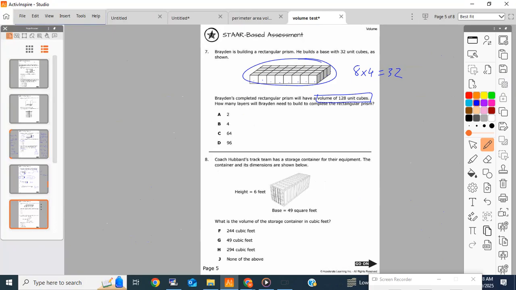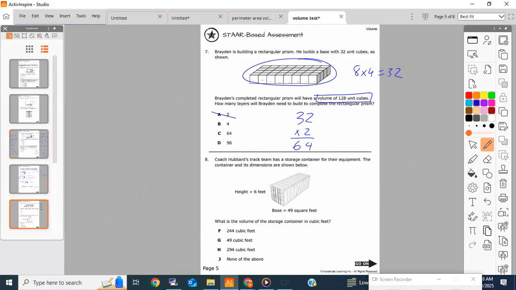Well, I'm looking at the answer choices here, and 64 layers and 96 layers sound really large. So I think it's going to be one of these two. But if we're trying to get to 128 cubes, and if there's 32 cubes on each layer, then we just need to multiply by the number of layers. So we'll try 2 layers first and see if it gives us the 128. 2 times 2 is 4. 2 times 3 is 6. 64. Well, we know that's not right because 2 layers only gives us 64 cubes.